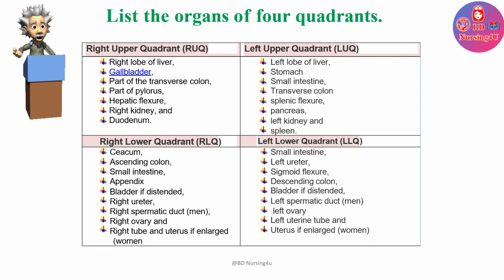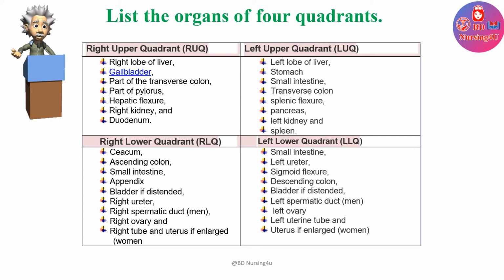List the organs of 4 quadrants. Right upper quadrant, RUQ: right lobe of liver, gallbladder, part of the transverse colon, part of pylorus, hepatic flexure, right kidney and duodenum.